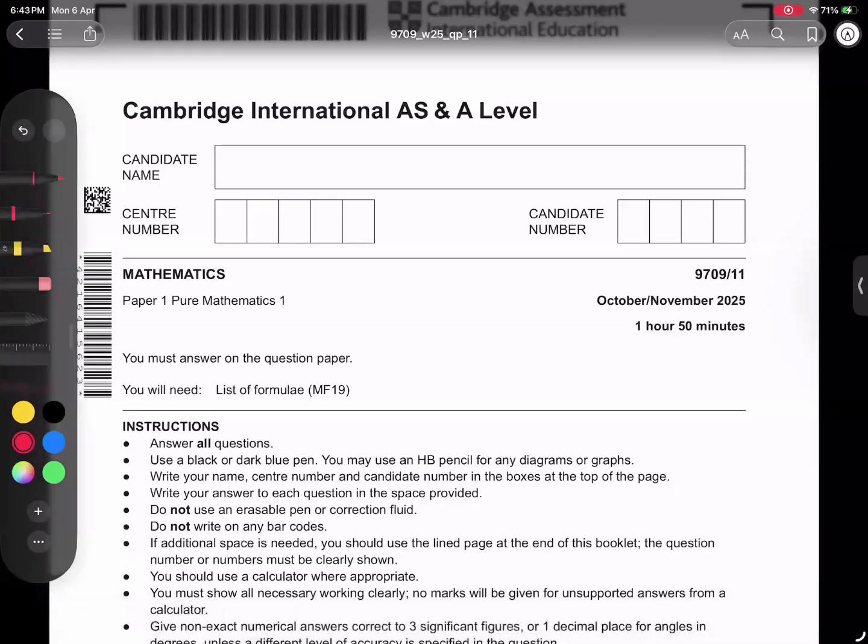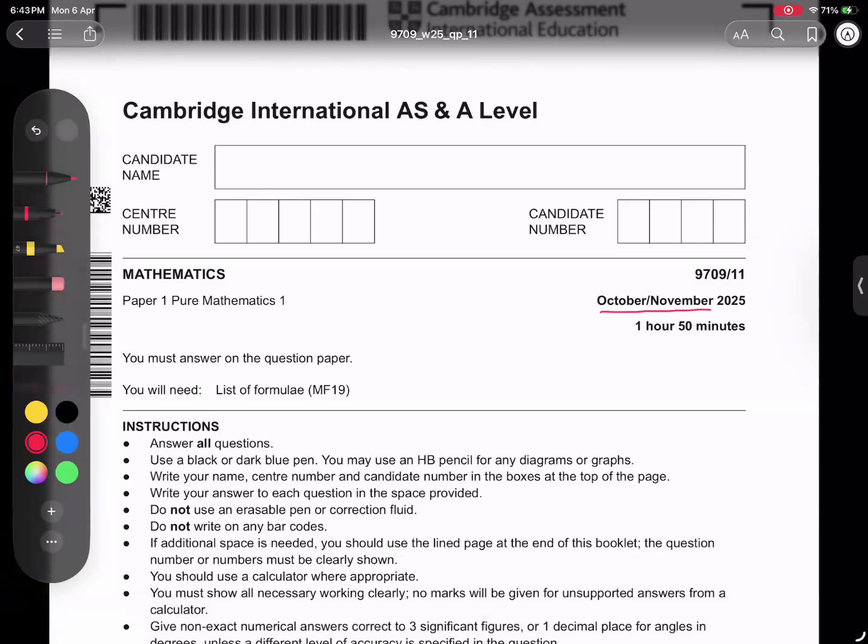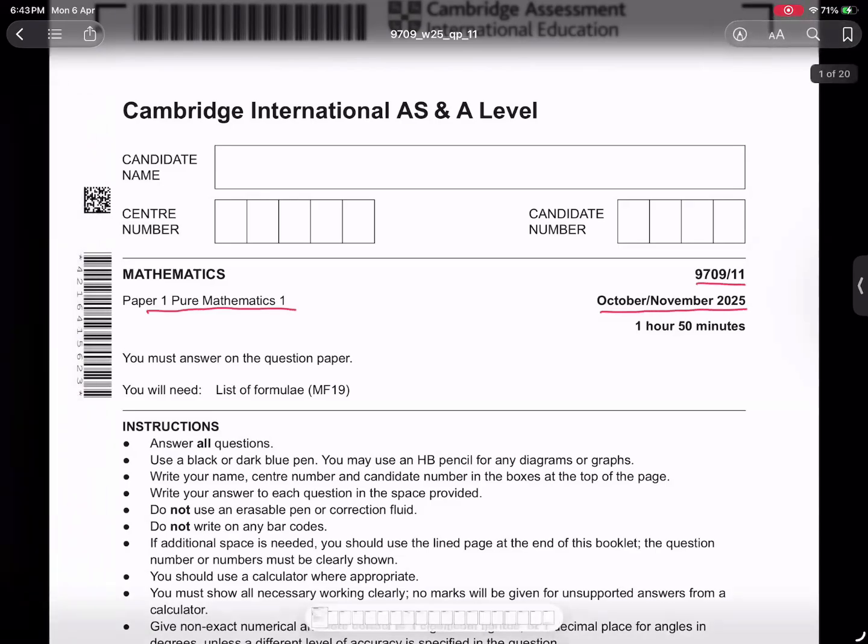Bismillahirrahmanirrahim, students. This is the October 25 1-1 variant, complete pure paper. So let's start.